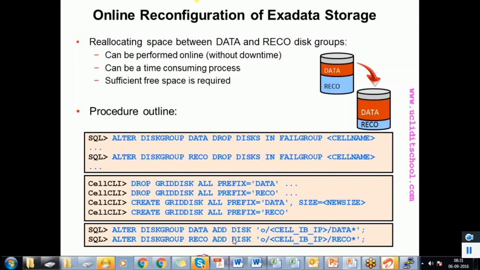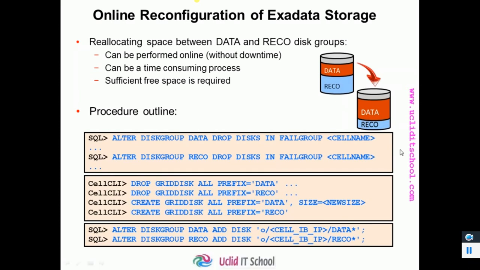The procedure seems to be simple, but it is time consuming because for every cell rebalancing happens 2 times: when you drop the disks initially, and again when you add them back to the disk group. Ultimately, once you are done with this, your storage is reconfigured, your data disk group will be bigger and your record disk group will be smaller now. We have hands-on for this. Step by step is clearly mentioned in the document. Carefully follow each step and you should be able to do the procedure.